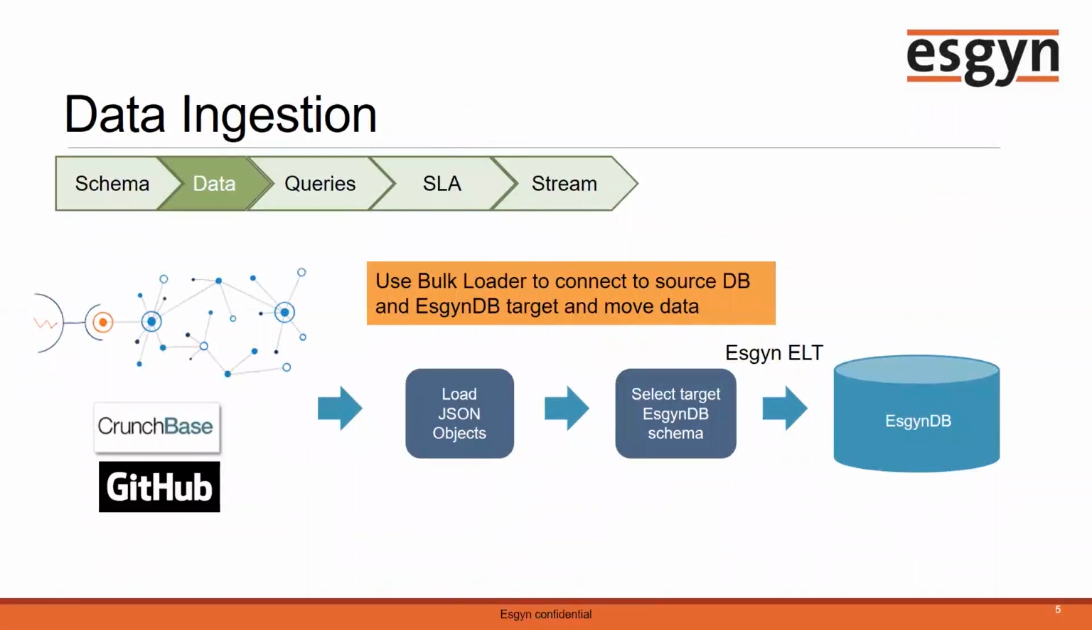As a first step, we have migrated the Crunchbase JSON files from a GitHub repository into EsgynDB. As part of the setup process, we also partitioned EsgynDB appropriately for superior performance and created the schema.